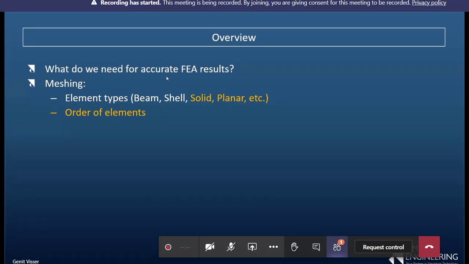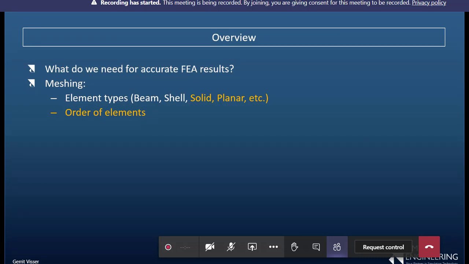So we'll start with an overview of what we need for accurate results, then look at meshing, which is the topic of this. All the stuff you see in white is what we'll cover today. Everything in this funny orange color is stuff that's still coming in future sessions on the same topic. Okay, so we'll start with element types, beams, shells. We'll briefly talk about the rest, but we'll cover a bit more time specifically for beams and shells.